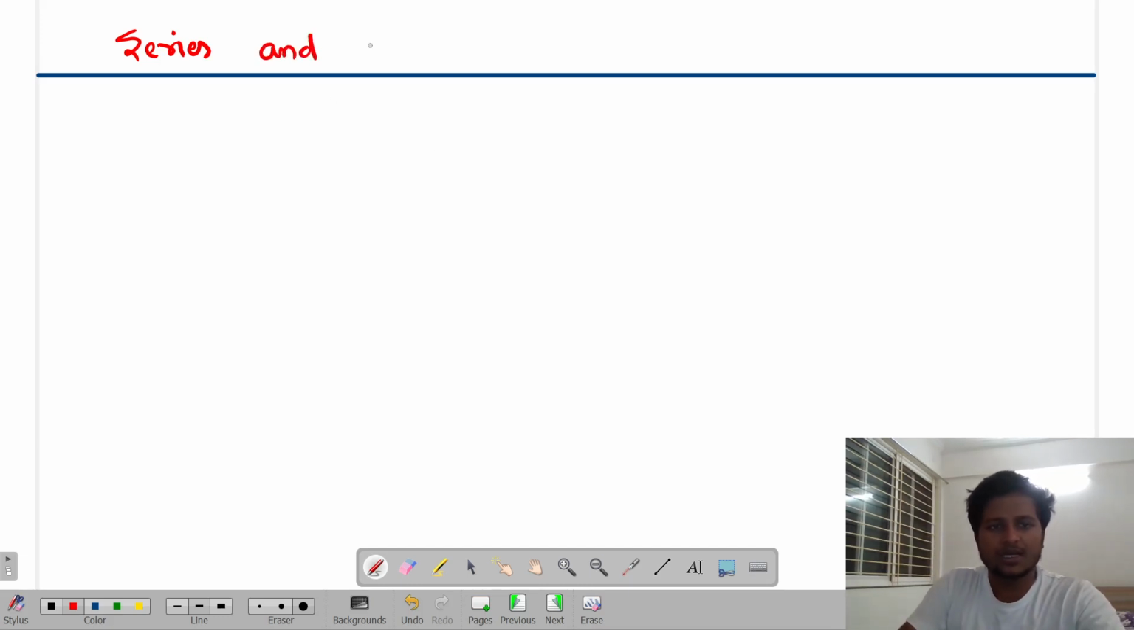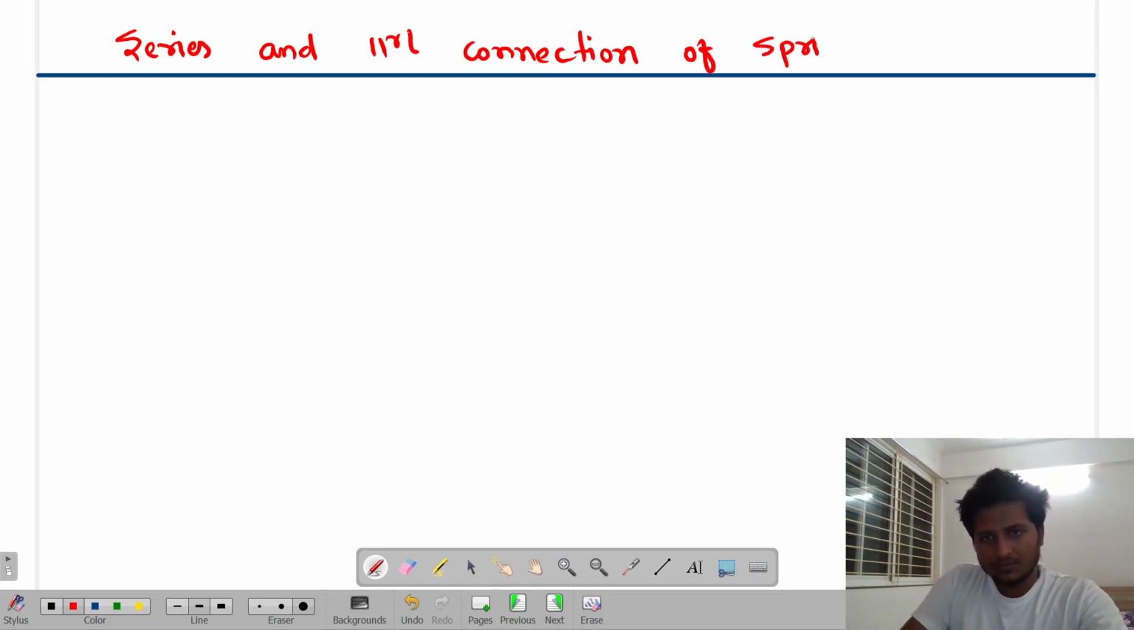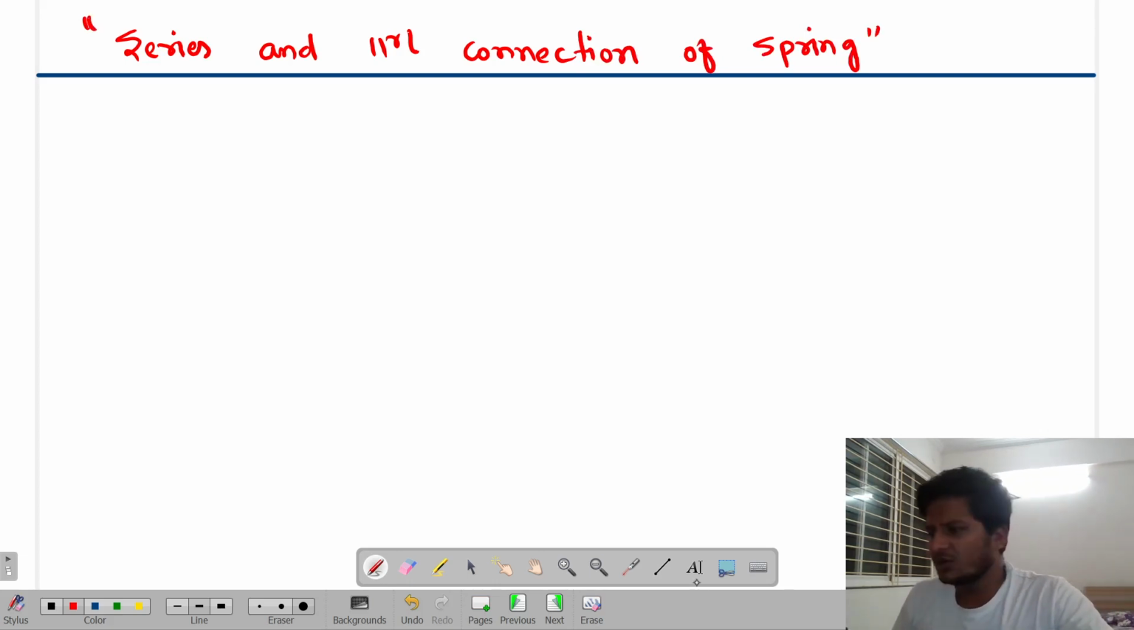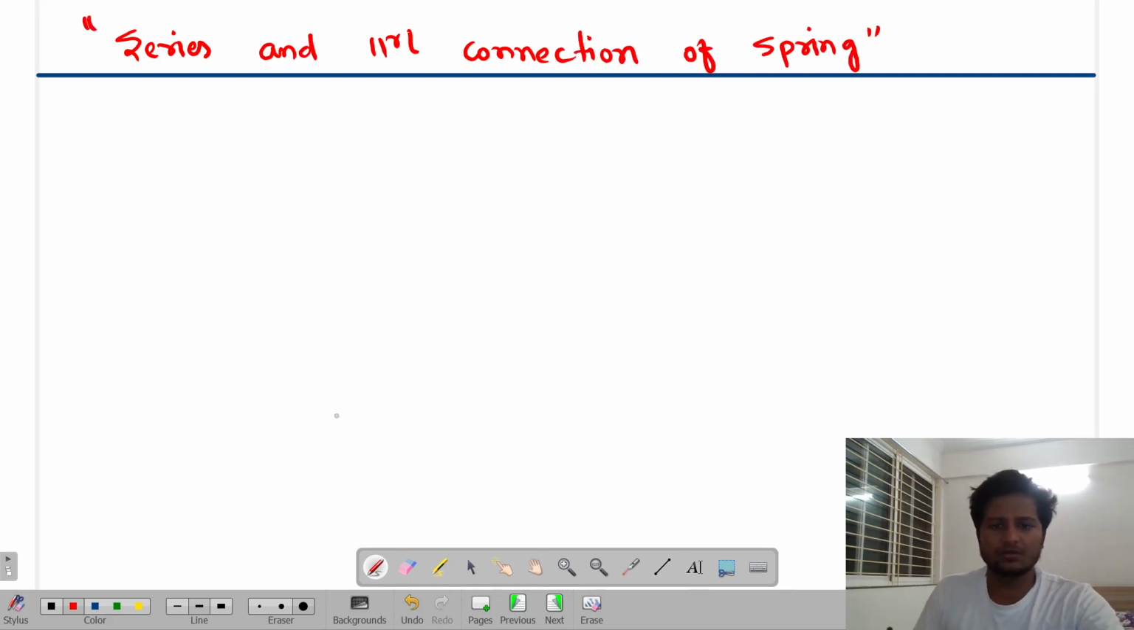Series and parallel connection of springs, right? Now let us think about that. We know that we can connect springs either in series or in parallel. In both cases we can connect them, isn't it? So first, we'll try to understand how the series connection happens.